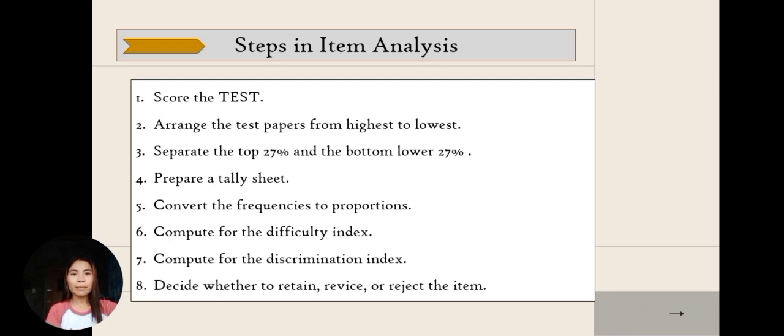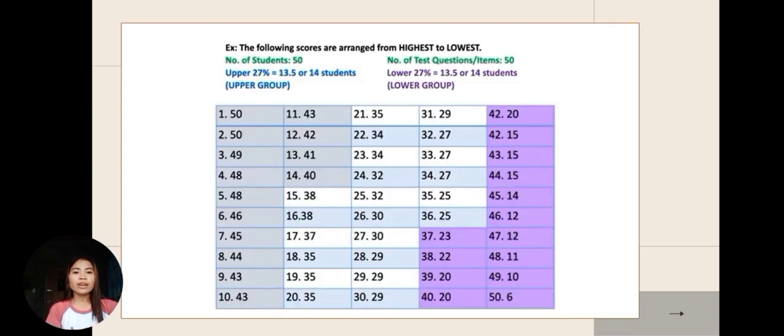Then the fourth step is to prepare a tally sheet. Fifth, convert the frequencies to proportion. Sixth, compute for the difficulty index. And the seventh step is to compute for the discrimination index. And lastly, decide whether to retain, revise, or reject the item. Then here is an example of scores from the conducted test.